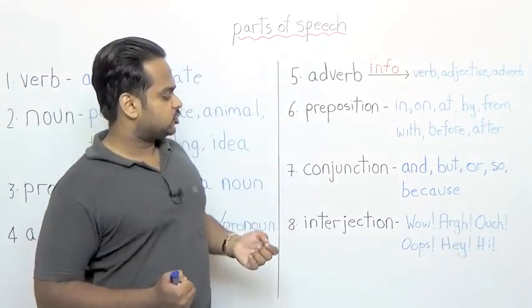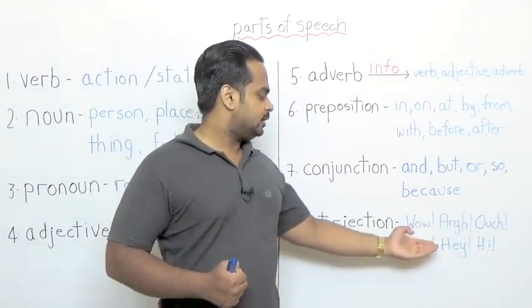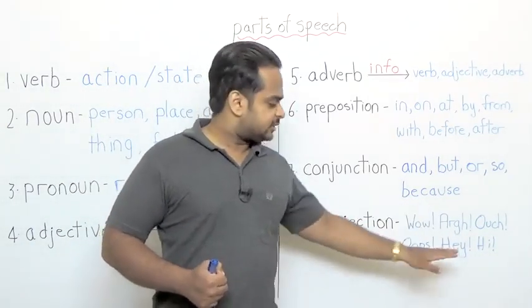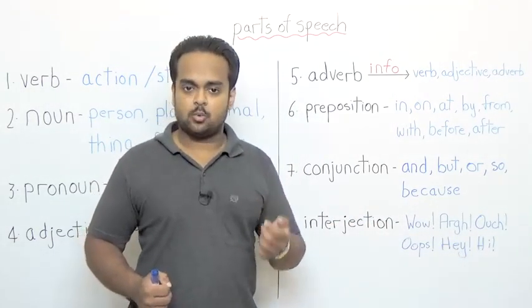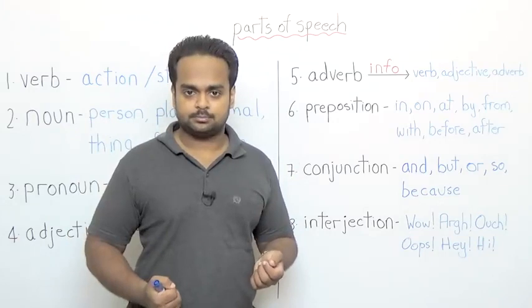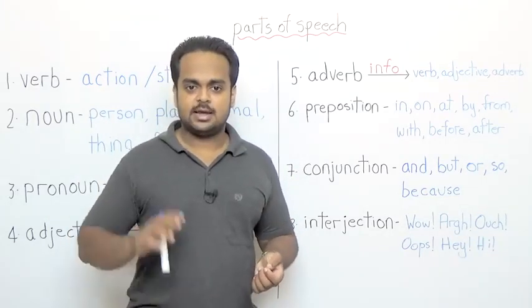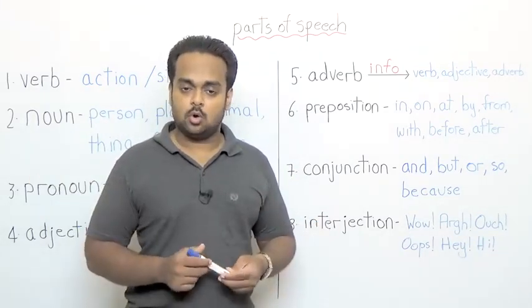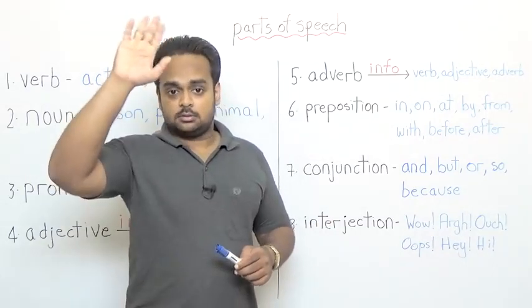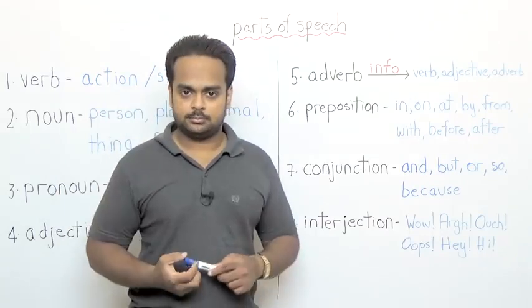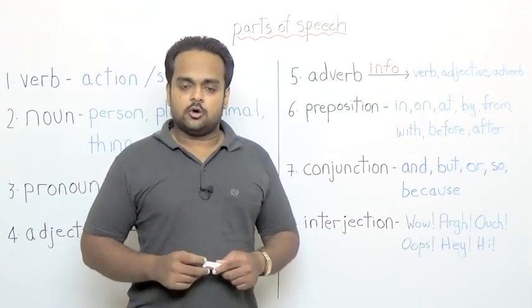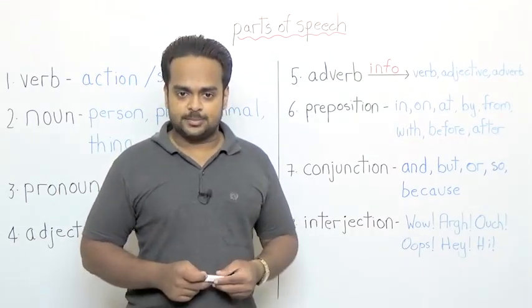Some other common interjections are ouch, oops, hey, and hi. These last two words are used when we meet someone or when we want to call out to someone. For example, I can say, hi, how are you? Or, hey, John, over here. Look, I'm standing over here. So I want to call out to John. Okay. All right, so those are the 8 parts of speech.